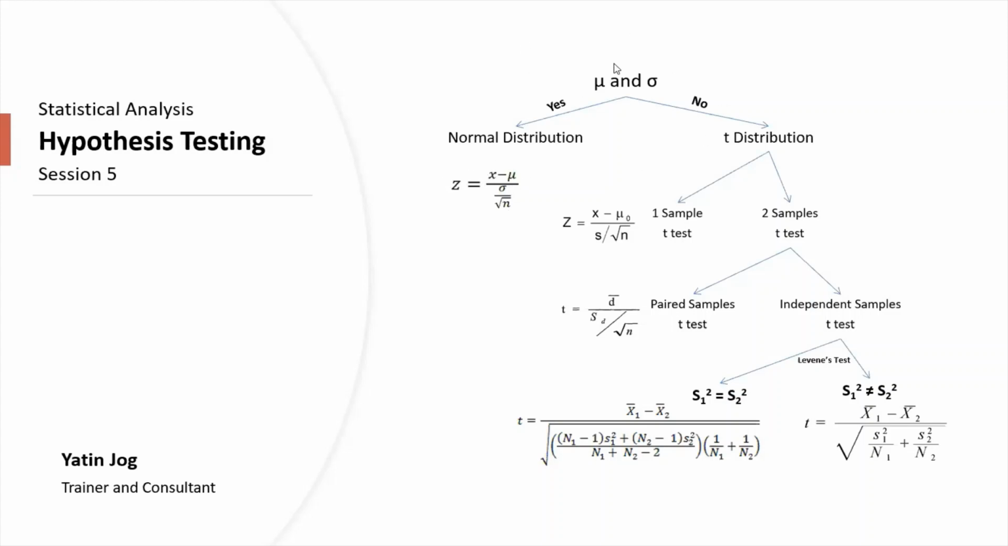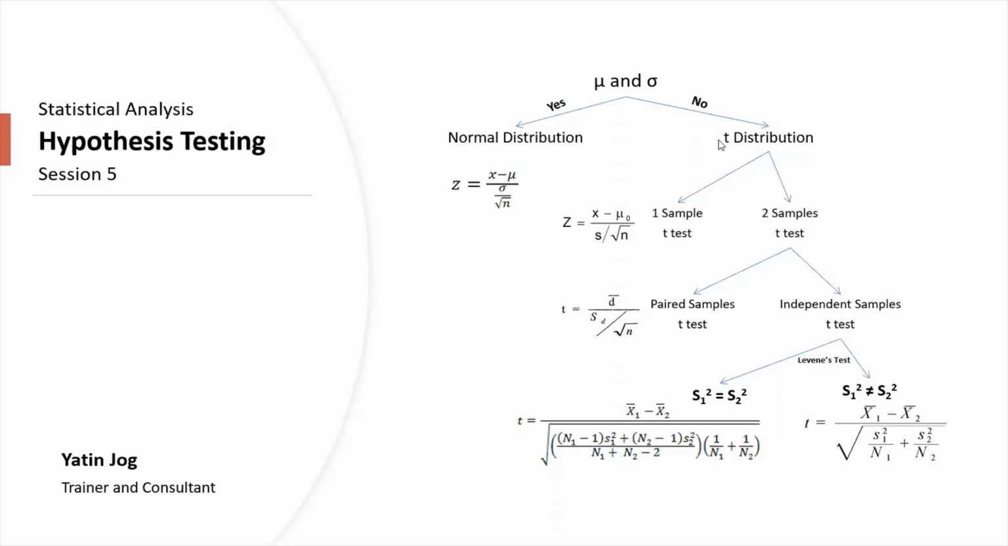But what if you don't know the population parameters? That means you don't know the population statistics, and you don't have the complete population with you. So you are dealing with samples, which are a correct representative of the population. In case of samples, we have to go for the T distribution. We cannot use the Z distribution. We have to go for the T distribution.